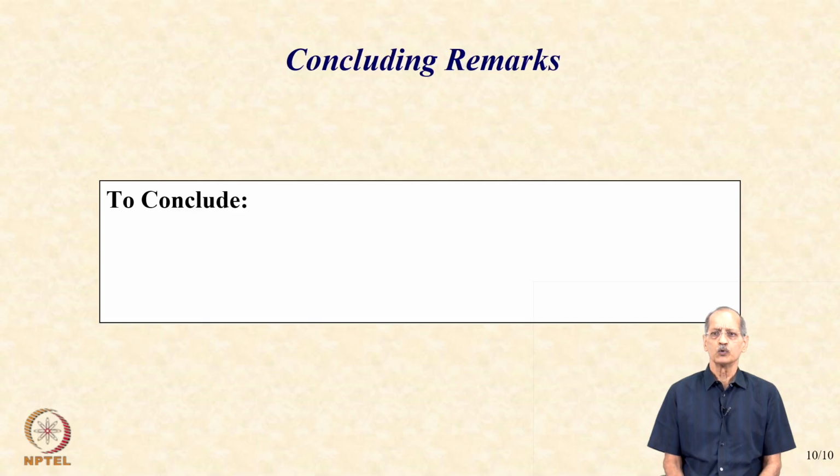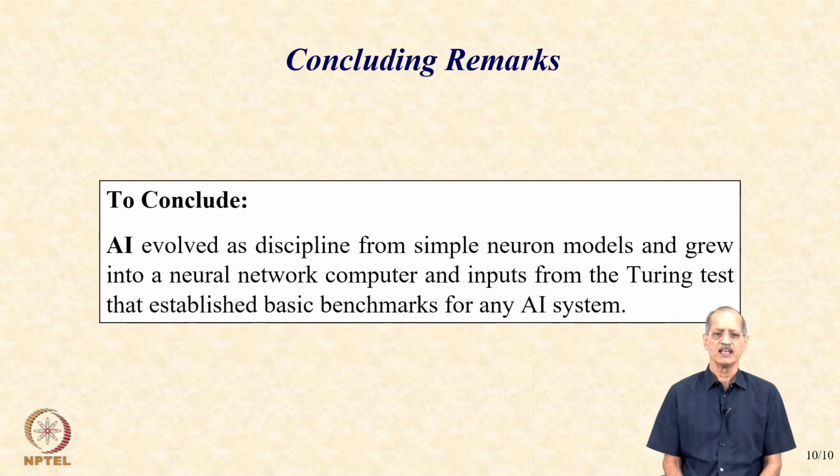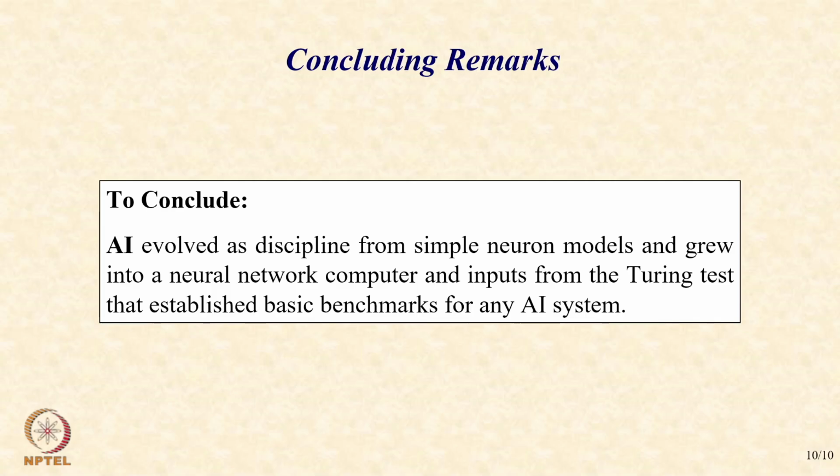So, if we were to conclude this phase, which was the initial churning phase of AI, we could say that AI as a discipline evolved from a simple neuron model and gave ideas about neural network computers, inputs from Turing test, and essentially established the basic benchmarks for any AI system. This was definitely done during this phase.